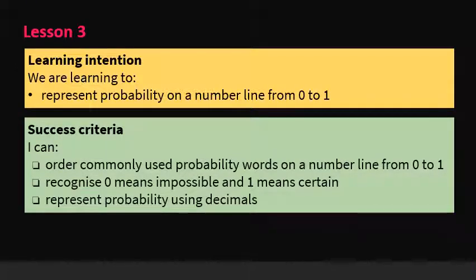So today, we're learning to represent probability on a number line from 0 to 1. And we're going to order our probability words on that number line. So remember, our probability words are certain, likely, equal chance, unlikely, and no chance or impossible. We're going to recognize that 0 means impossible and 1 means certain. So we looked at that yesterday. And we're also going to represent probability using decimals.